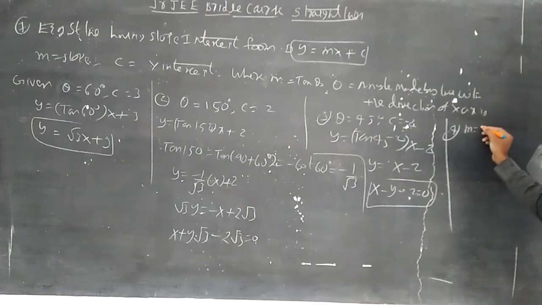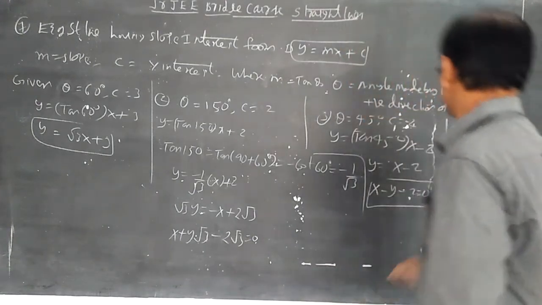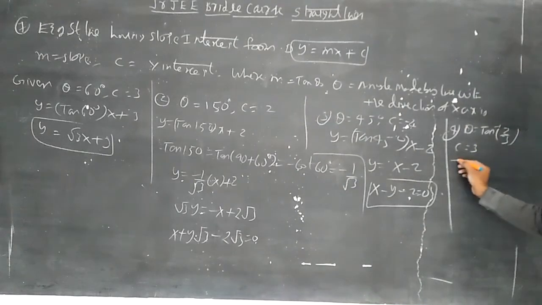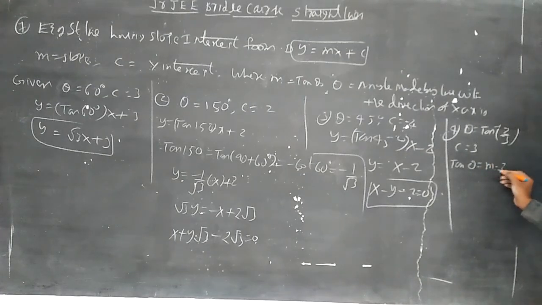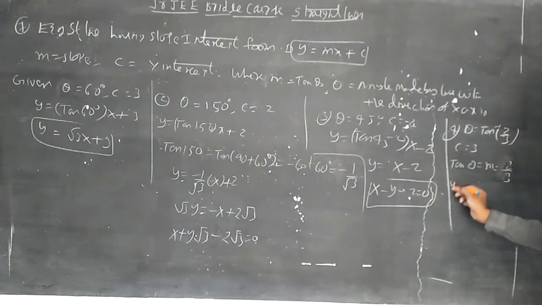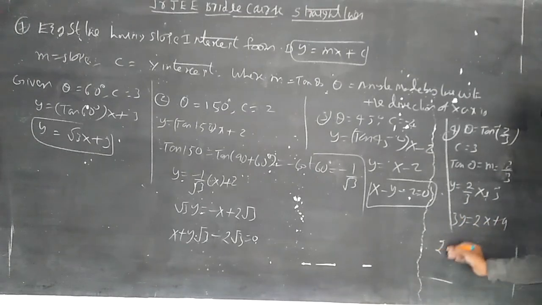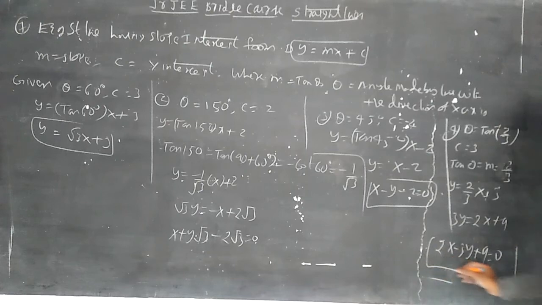Fourth one, given theta is equal to tan inverse 2 by 3 and c is equal to 3. So directly you can understand that tan theta is equal to m is equal to 2 by 3. Whenever tan inverse is there, if you take the inverse to this side, it becomes single tan. So y is equal to mx plus c, 2 by 3 into x plus 3. Taking LCM, it becomes 3y is equal to 2x plus 9. You can write 2x minus 3y plus 9 equal to 0.